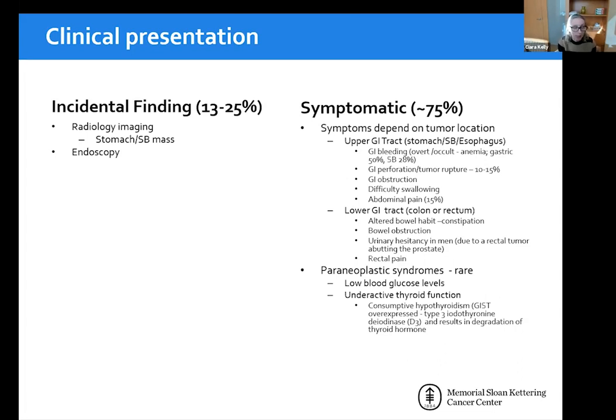In cases where we see the GIST arise within the rectum or large bowel, we may see bowel obstruction and constipation being more common presentations. We also find that in about 25% of cases, it's an incidental finding where it's picked up on imaging or endoscopy that is performed for another reason.